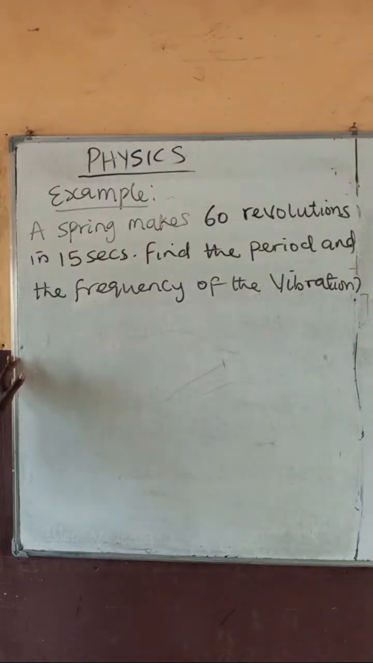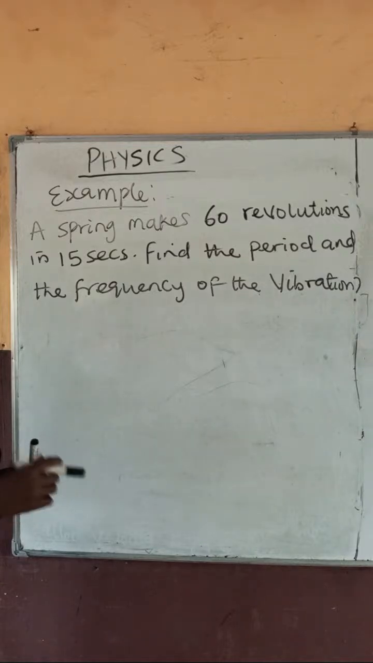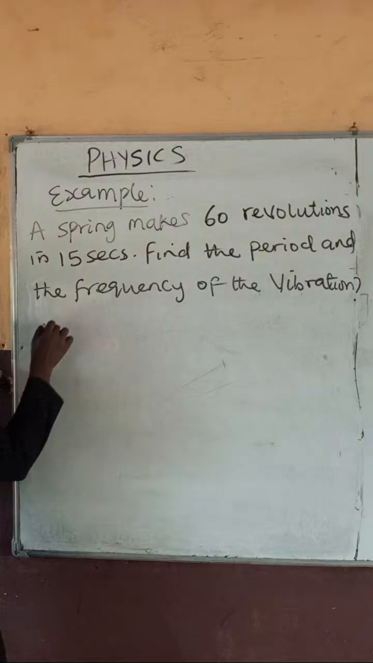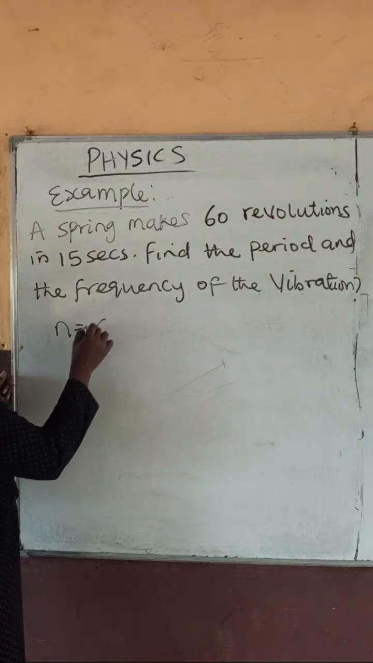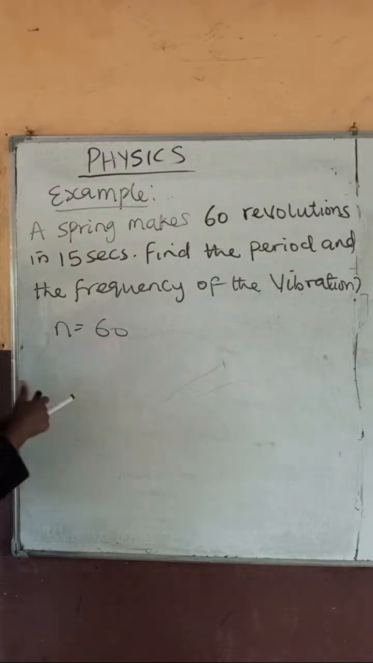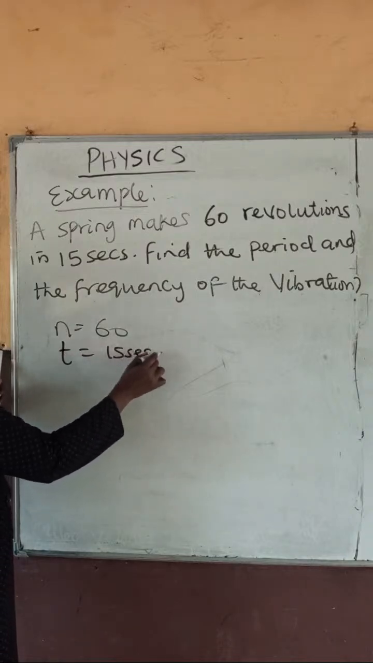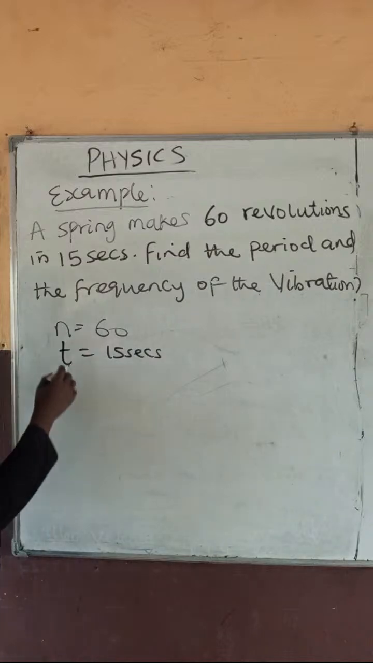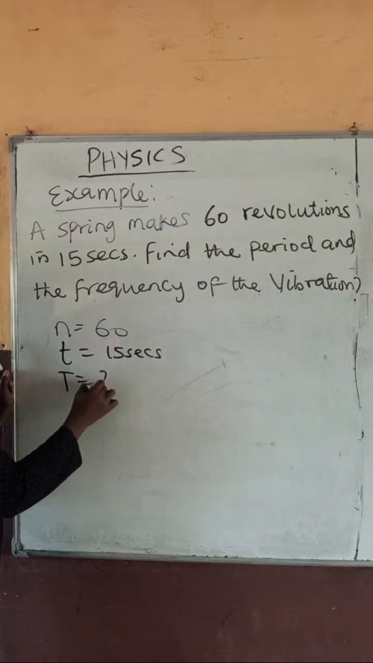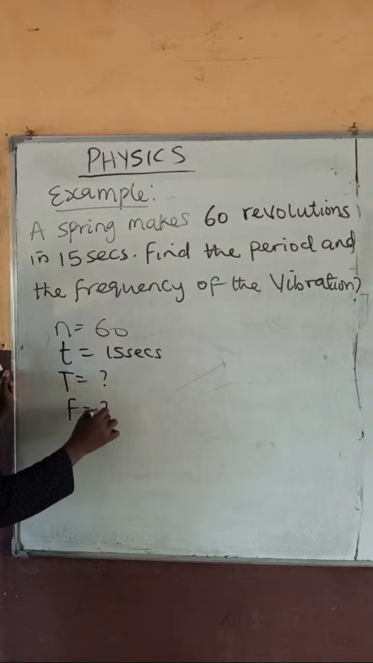A spring makes 60 revolutions in 15 seconds. Find the period and frequency of the vibration. Let me do it again. A spring makes 60 revolutions in 15 seconds. Find the period and frequency of the vibration. So we go by saying the number of oscillations is 60 and the time is 15 seconds, right? We're asked to find the period and the frequency.